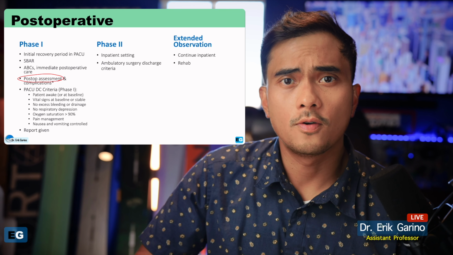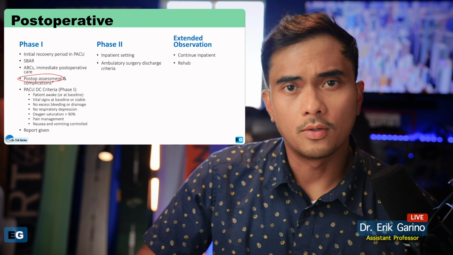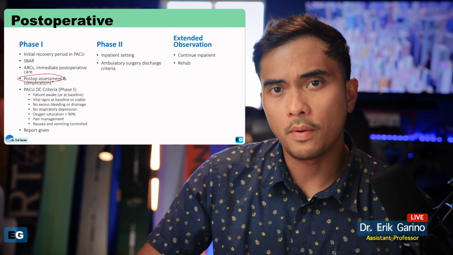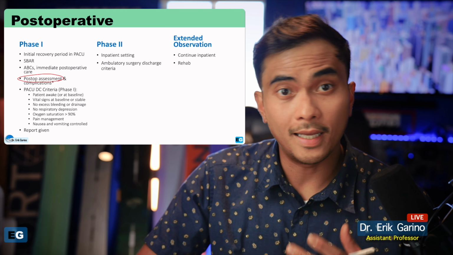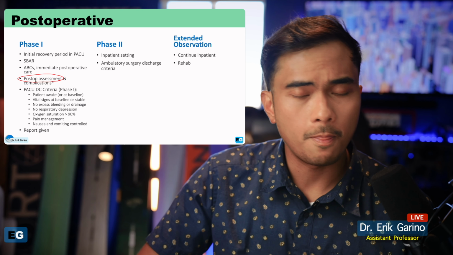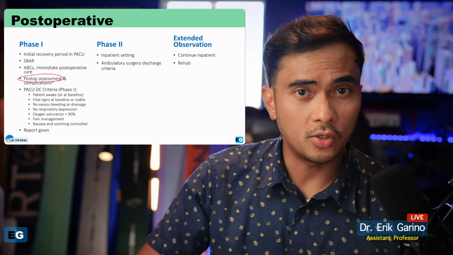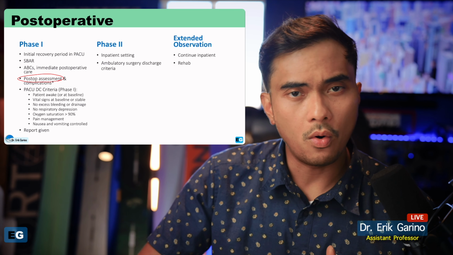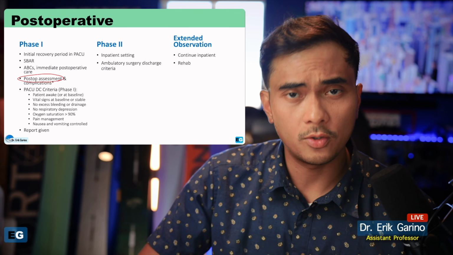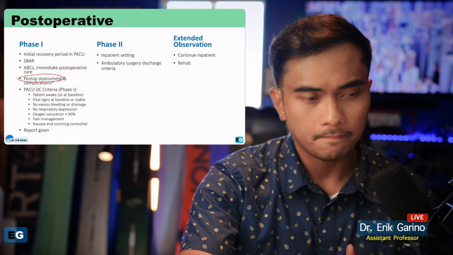So phase two care is in an inpatient setting. So the nurse focuses on preparing the patient for managing care at home or in an extended care environment like rehab. The patient should meet the ambulatory surgery discharge criteria before sending them home or to extended observation. So, what are those criteria?